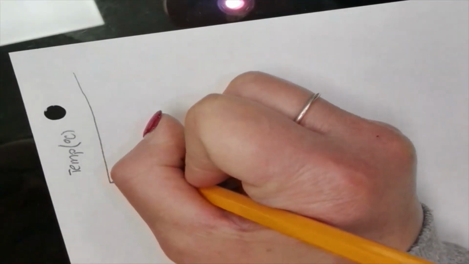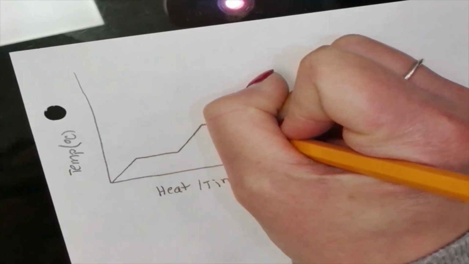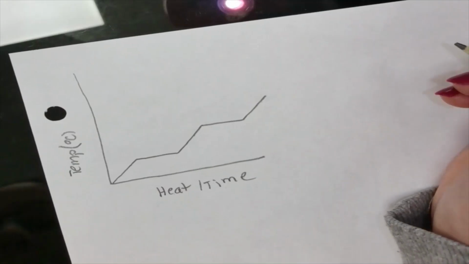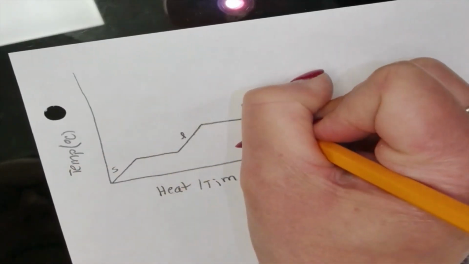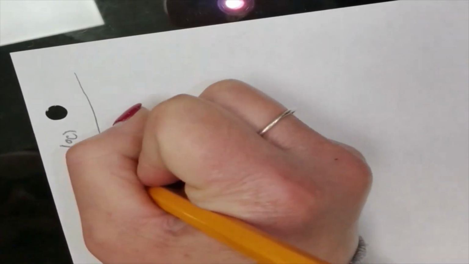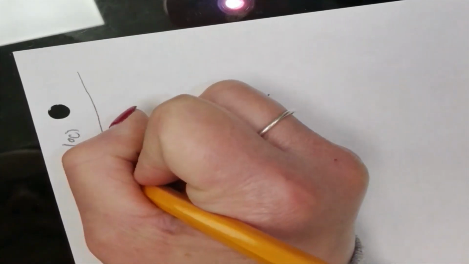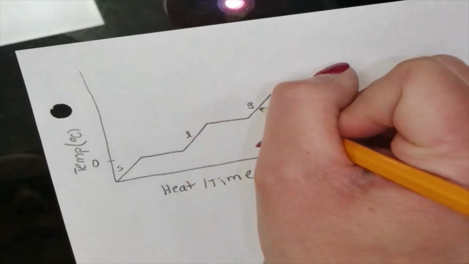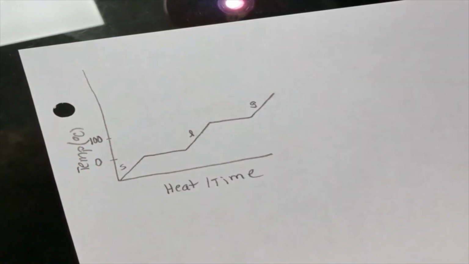What we find as I heat a substance and collect data is a graph that looks something like this, where I have my solid, my liquid, and my gas. If this was water, we know that water goes from a solid to a liquid at 0 degrees Celsius, and it goes from a liquid to a gas at 100 degrees Celsius.